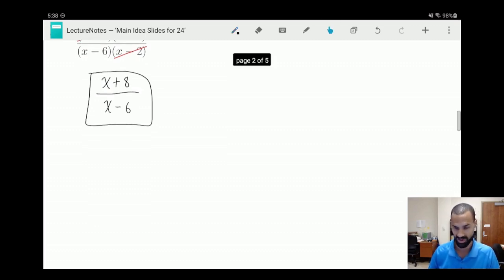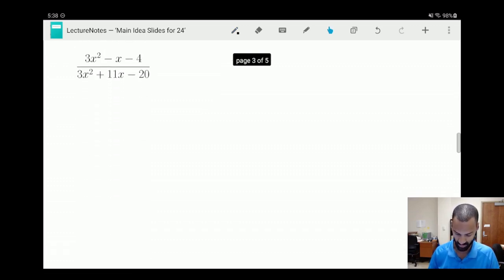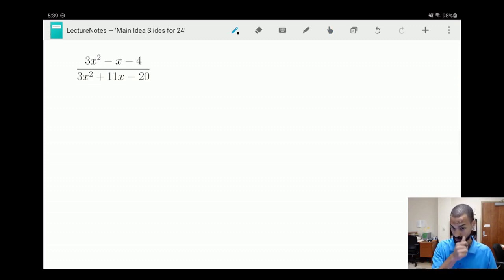Of course they're not always going to be nice like that, right? Most of the time they're going to need to be factored in order to simplify it. So that's what we're going to focus on now. So let's take some time. 3x squared minus x minus 4. I'm going to factor that, I should say. And I'm also going to factor 3x squared plus 11x minus 20.